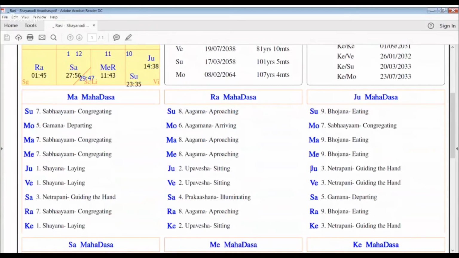So I want to bring those into the equation too. Jupiter in this particular instance is in Uttara Palguni Nakshatra. So then we would look at the Sun, as the lord of Uttara Palguni Nakshatra, being in Bojana, the Shayanaadi Avasthas. So what does that mean?